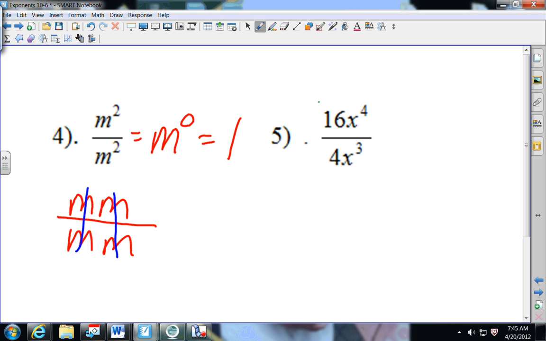The next one, the biggest mistake, look and see, did you put a 12? A lot of people try and subtract those numbers. You need to treat those like normal, like 16 divided by 4, which is 4. The only thing you're subtracting is the exponents, and 4 minus 3 is 1, so you have x to the 1st power, but normally we just write it as x.